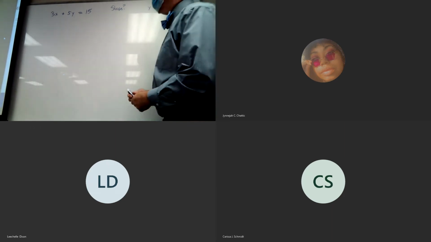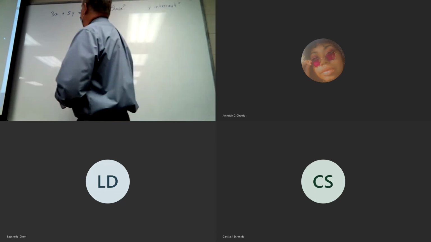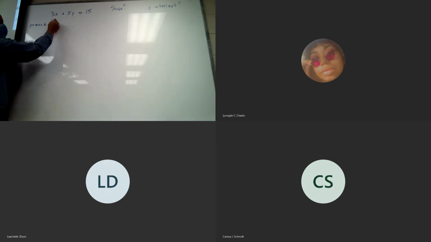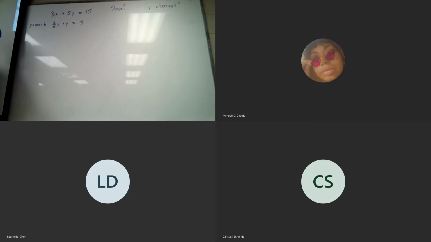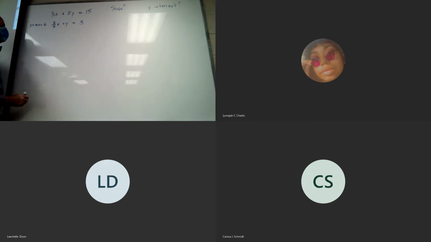All right, here I go. The whole idea is we want to get it in the y equals mx plus b format. So we want to get the y by itself. Well, an easy way to do that, let's divide everything by 5, and then I'll have a single y there. So let's do that first. I get 3/5 x plus y equals 3. Well, now I got y here. If I just subtract 3/5 x from both sides, I get y by myself.